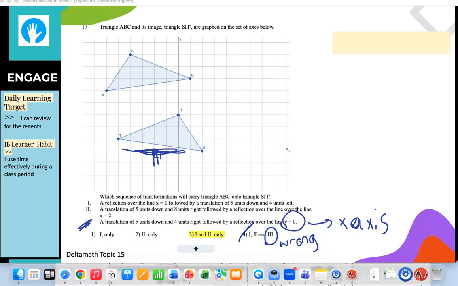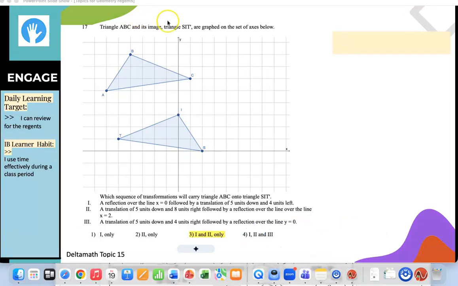We know that 1 works. So we have to look at choice number 2 and make sure that works. That shouldn't take you that long to do, but choice number 2 will work. We just have to kind of investigate it. So a translation of 5 units down and 8 units to the right.